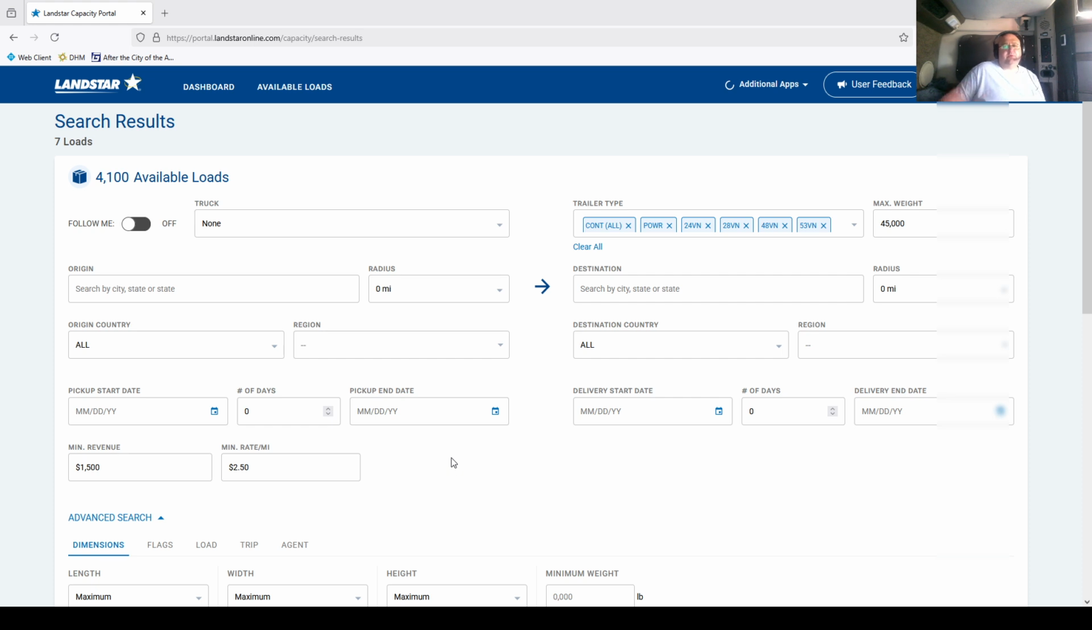I'll usually, if I'm looking for short runs, do a completely separate search. But this just tells you that on Landstar's load board, there's only about 4,100 profitable loads for solo dry vans. Even though there's 65,000 loads on the board, only about 4,000 of them are profitable. And a lot of these might not even be profitable loads.